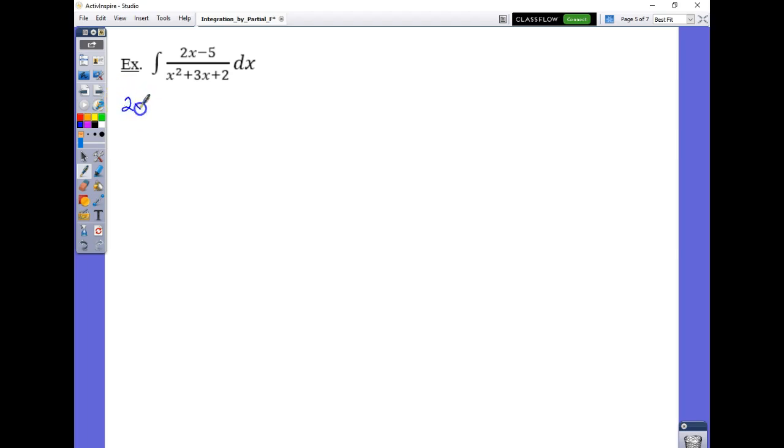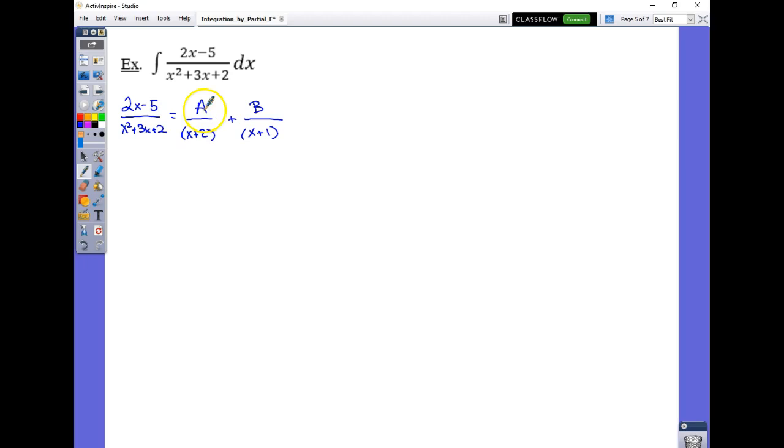So, when I'm actually doing this problem, I will set up the 2x minus 5 over x squared plus 3x plus 2, and I will set that equal to some a over plus some b over. And in this case, it happens to be x plus 2, x plus 1. If you would have flipped those, it will have absolutely no outcome on the problem itself, so just be aware of that. If I were to have put x plus 1 first and x plus 2 second, nothing would have happened.